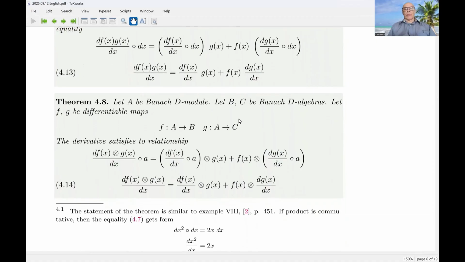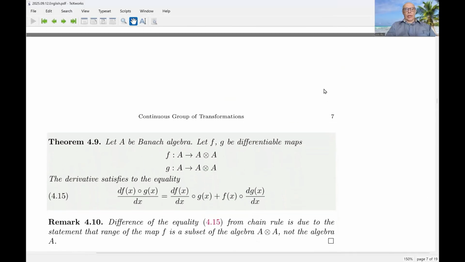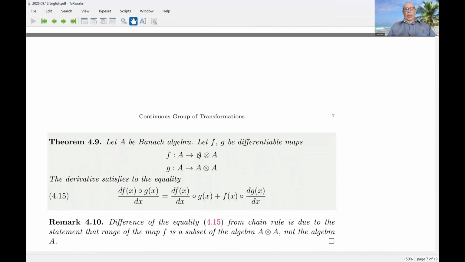Let A be a Banach module and B and C be Banach algebras. Let f and g be differentiable maps from the module A into algebras B and C. The derivative satisfies equality for 14. Let A be a Banach algebra and f and g be differentiable maps of algebra A into the tensor square of algebra A. The derivative satisfies equality for 15.